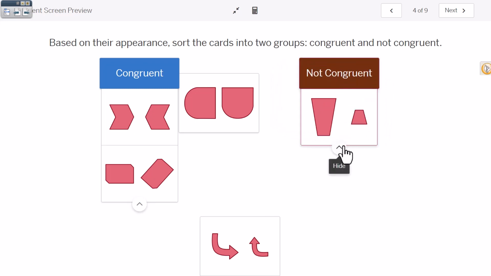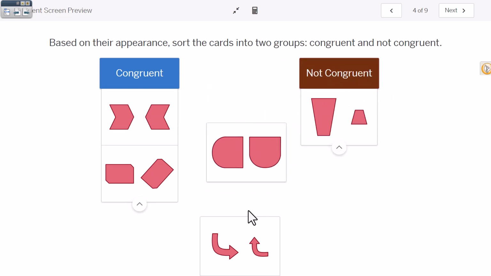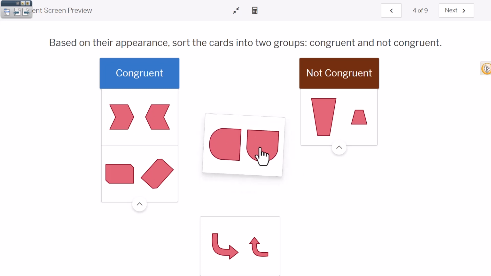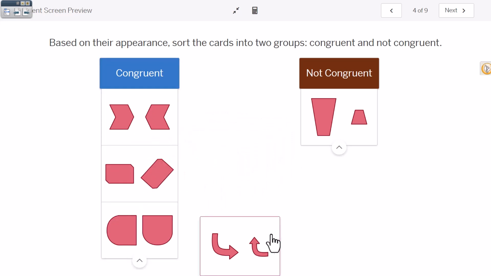Let's look at these figures. If I take the figure on the left and rotate it about 90 degrees counterclockwise, it looks like it's going to become this figure on the right. Rotate it and slide it over. So I'm going to say that these two are congruent.